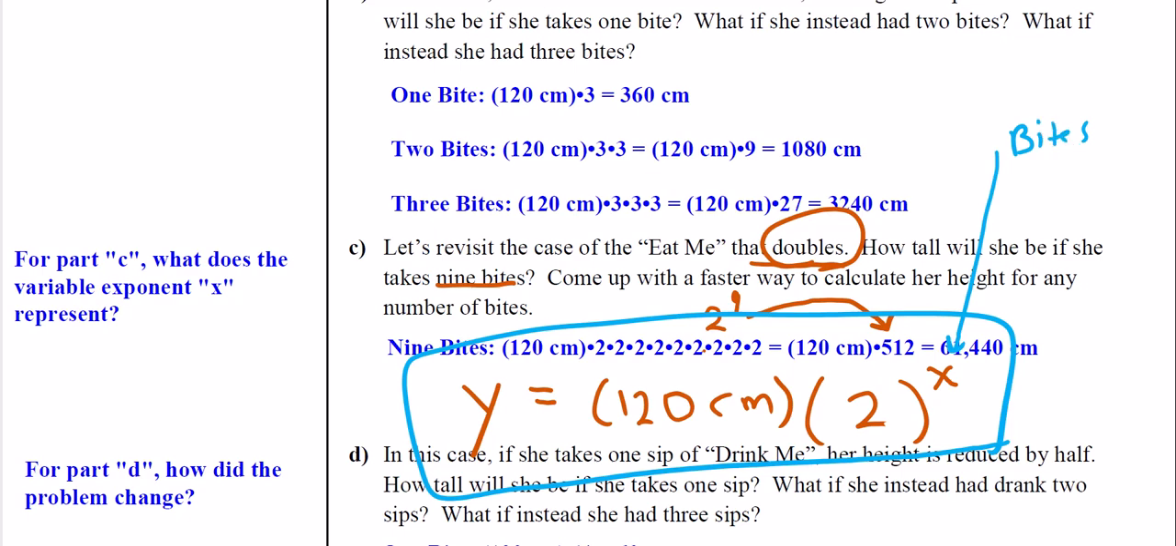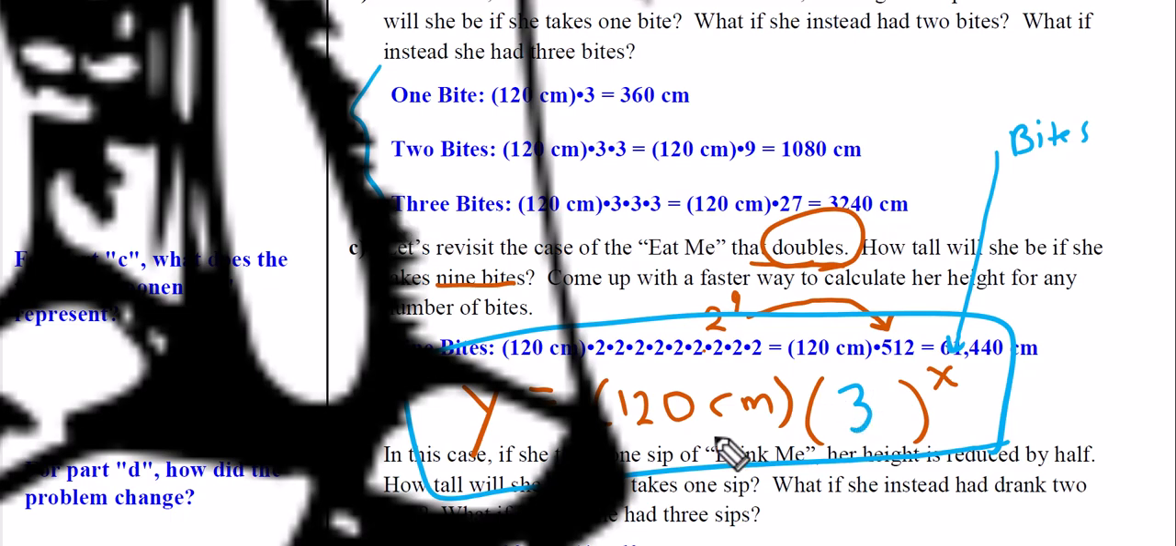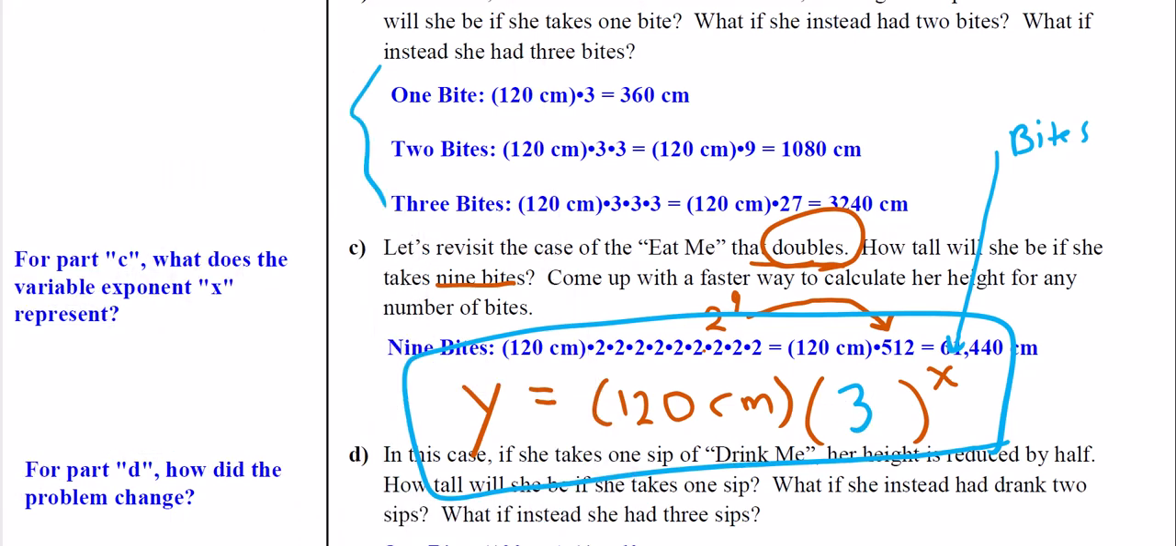Now, of course, we change this, right? If she happens to be buying a cookie that's tripling, like in this above one, part B, then this would be the formula for part B. So notice that we have to modify the situation based on what's going on, right? What if Alice's bigger sister comes along and starts eating this same eat me cookie that triples her? And what if Alice's sister happens to be 160 centimeters instead? Well, then we would change that number.